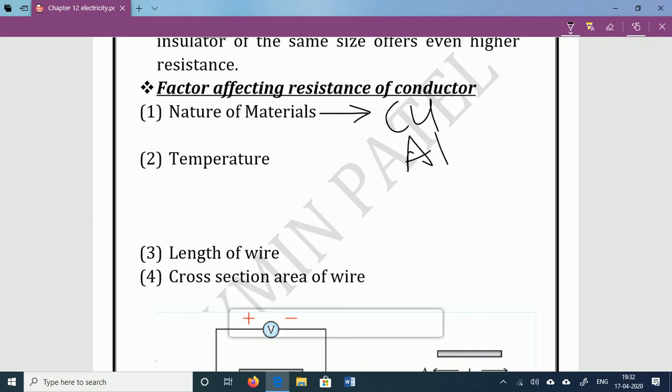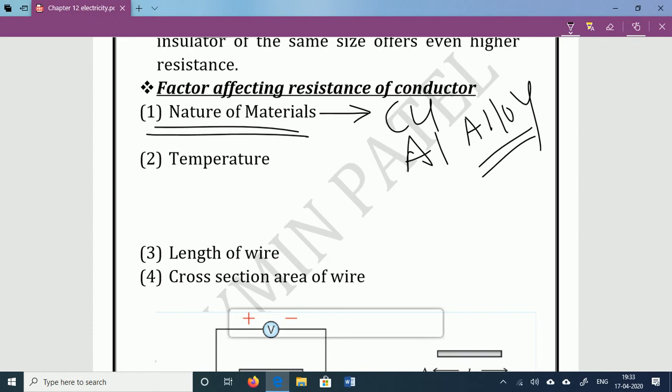If I use an alloy, I think you know the meaning of alloy. Alloy means when two metals are mixed uniformly, homogeneously mixed, then it will produce an alloy. Two metals, otherwise metals and non-metals, are homogeneously mixed to make the alloy. So a metal alloy provides more resistance compared to the parent metal. So the nature of material influences the resistance of the conductor.